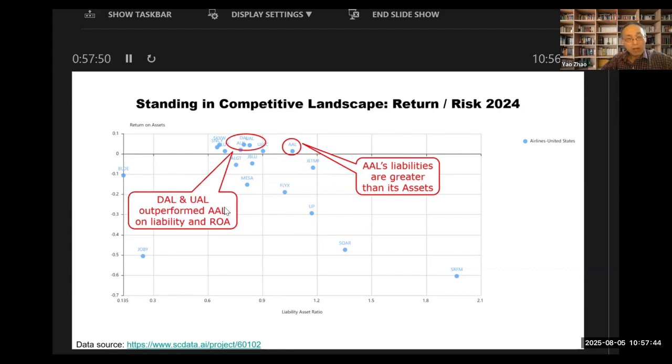Now, if you look at Delta and United, they actually are much better in both ways, return on assets and also their liability asset ratio. Now, if you look at all the other smaller airlines, actually they are in pretty bad shape. They have negative return on assets. Also, they have liability asset ratio greater than 1. So although American Airlines is not performing very well, it's better than the other smaller airlines. So airlines is really a tough business.